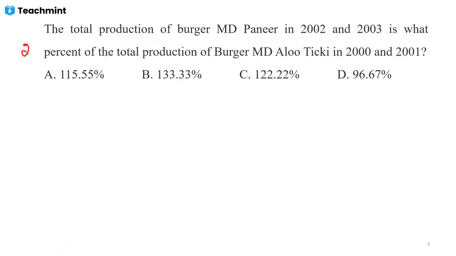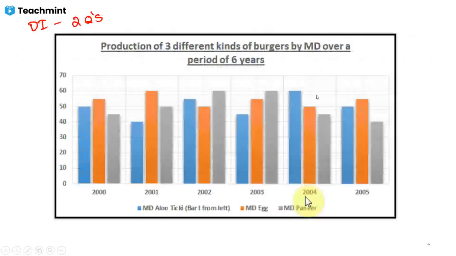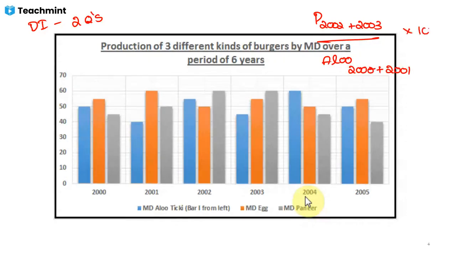See the second question, related to that bar graph, two questions were given. This is the first question, then the next question. Here they're asking: paneer in 2002 and 2003 together is what percentage of aloo tikki in 2000 and 2001? So guys, percentage means into 100 we have to apply.